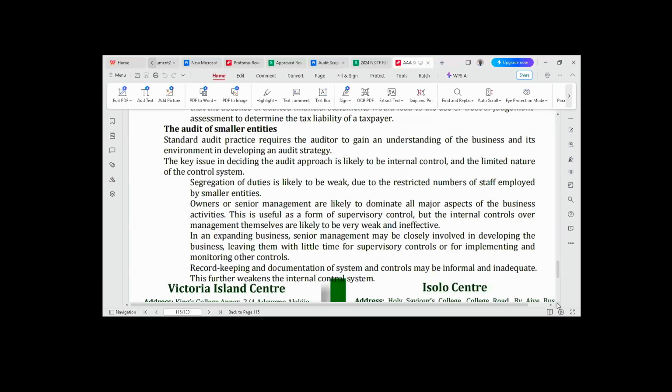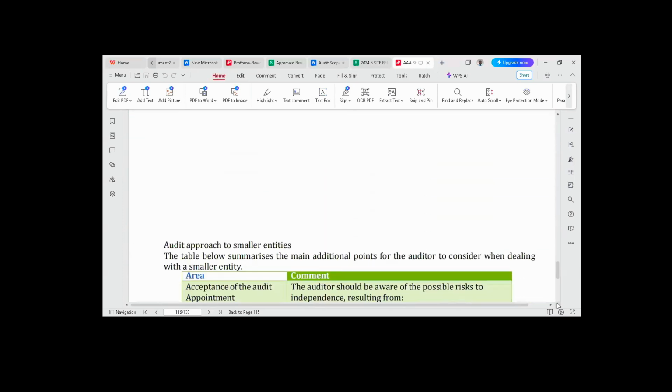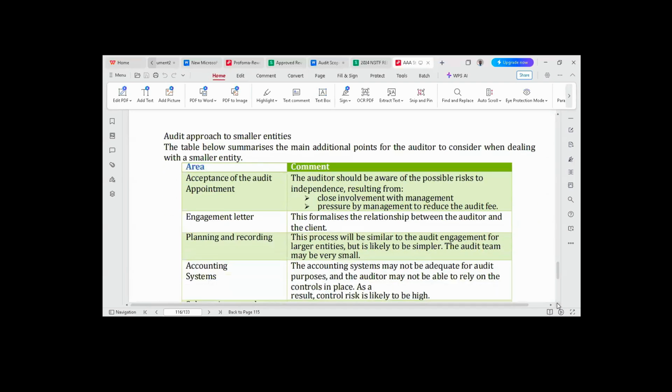Another major challenge with small companies is that they have poor record keeping, because the people at the helm of affairs do not understand the importance of documentation. So record keeping is usually poor, and this weakens the internal control system. All right. So the audit approach is the next thing we need to look at.